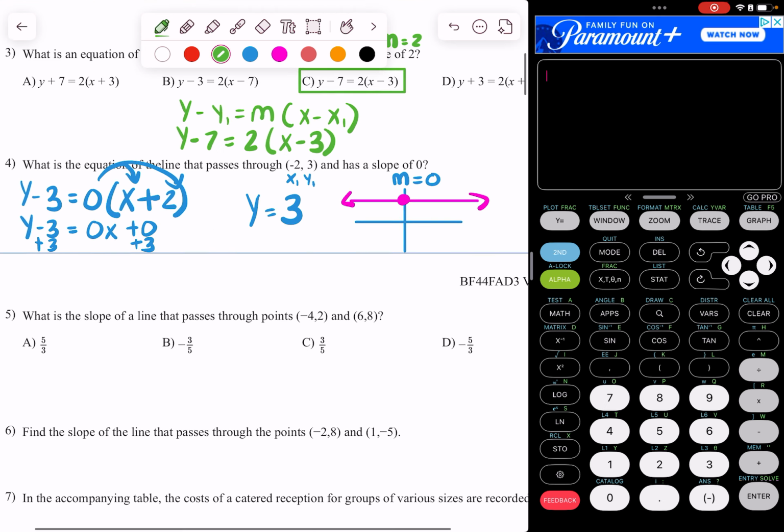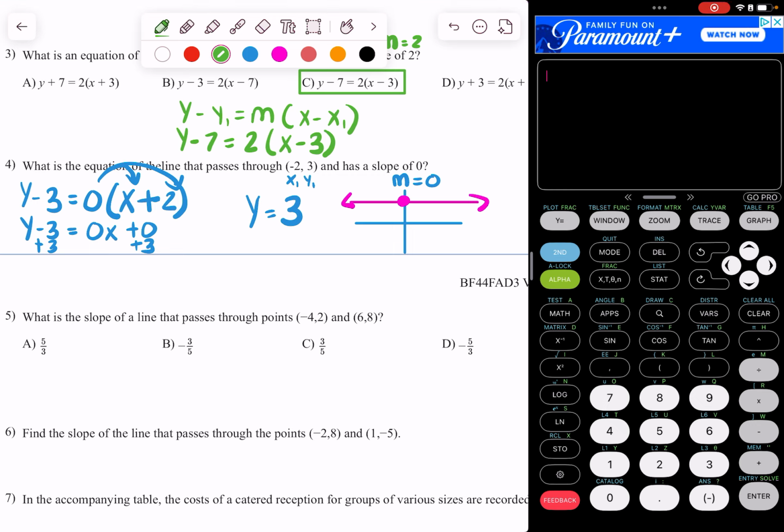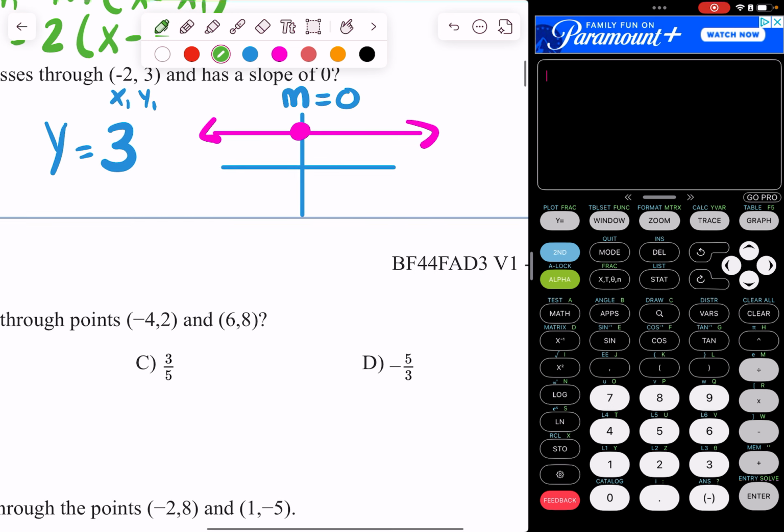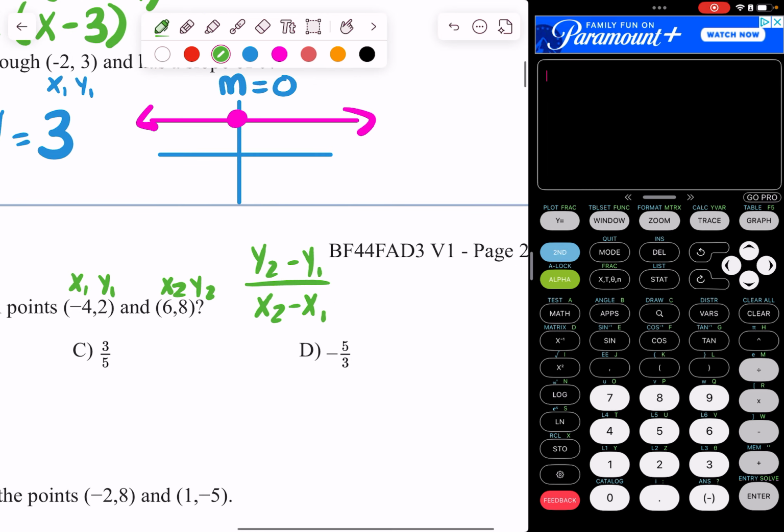All right, let's see number 5. What is the slope of the line that passes through these 2 points? Slope formula, y2 minus y1 over x2 minus x1. This is my first x and my first y, my second x and my second y. All right, so the equation would look something like this. 8 minus 2, and then 6 minus -4. Let's type this into the calculator and see what we get.